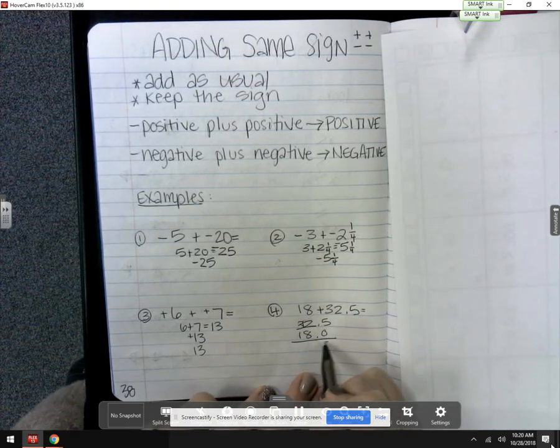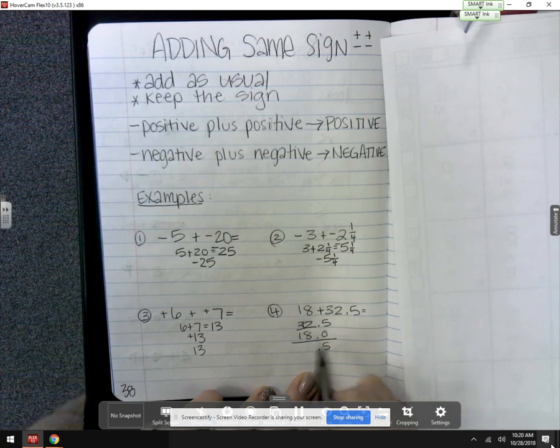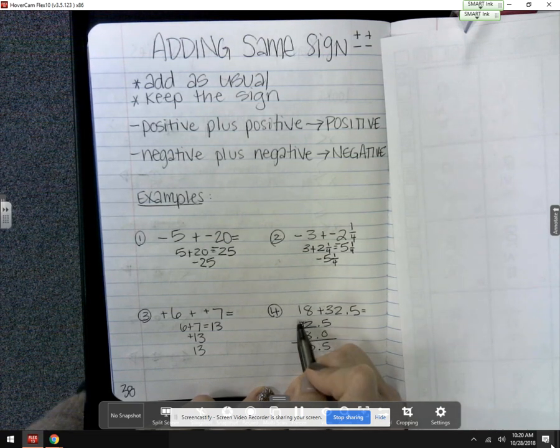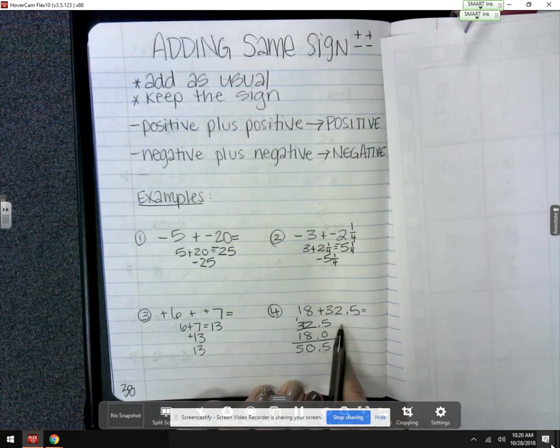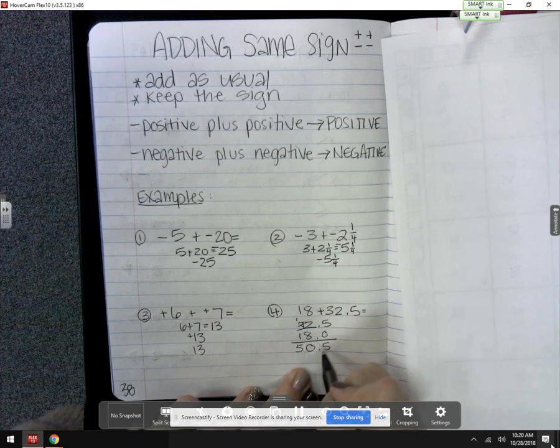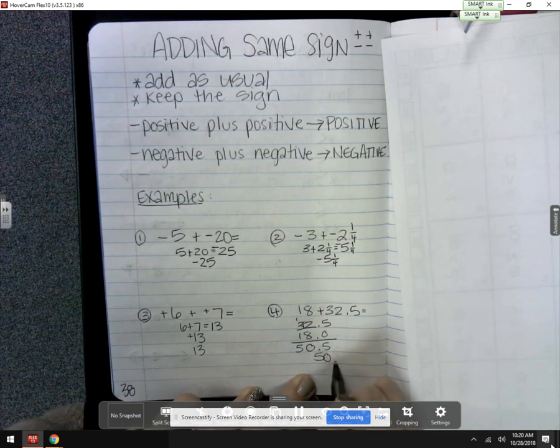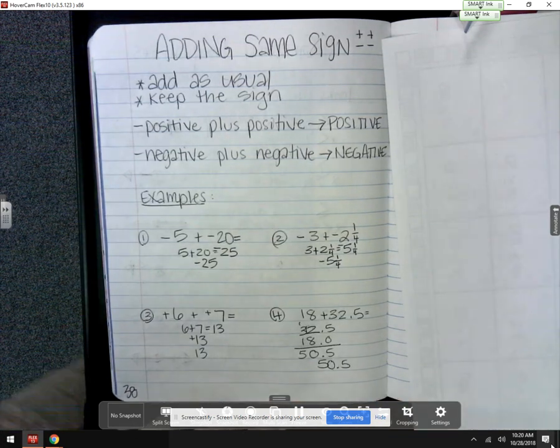So 5 plus 0 is 5. 2 plus 8 is 10. Carry the 1. 1 plus 3 plus 1 is 5. So my answer, and they're positive, my answer is 50 and 1/2.